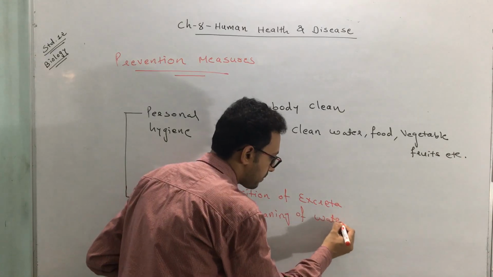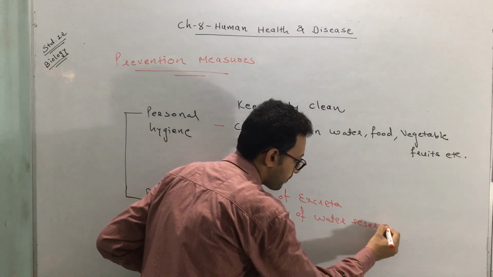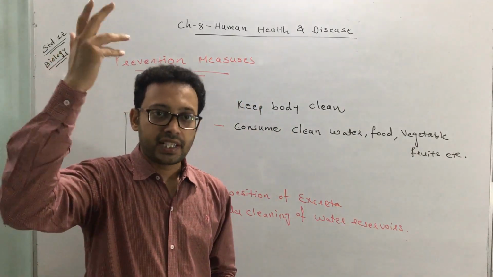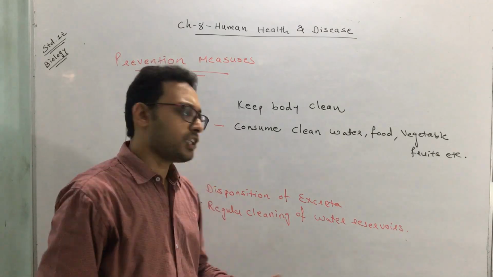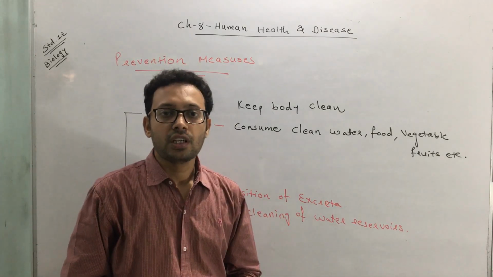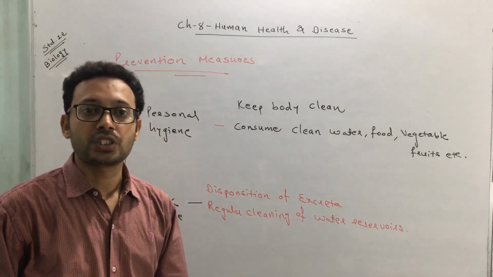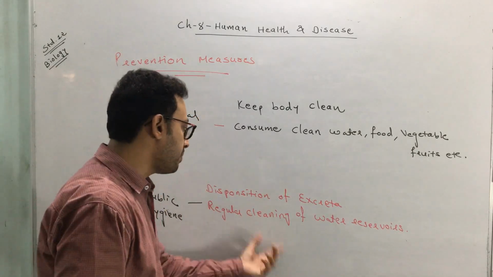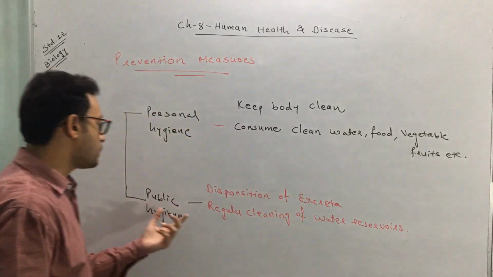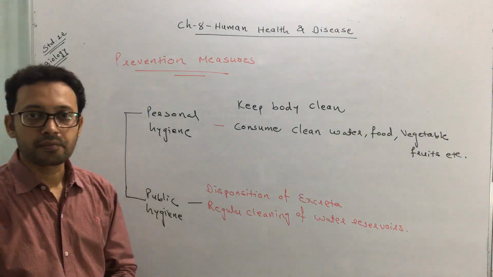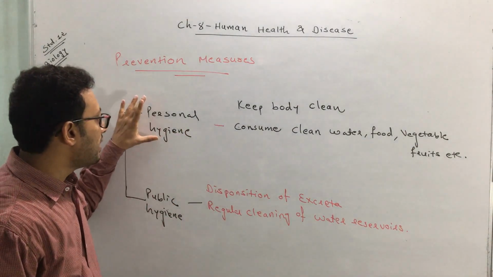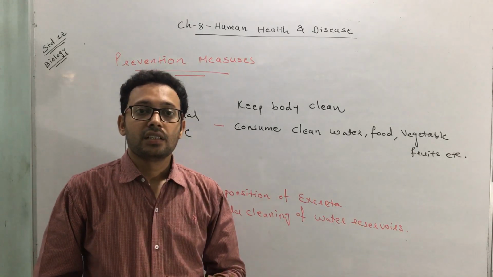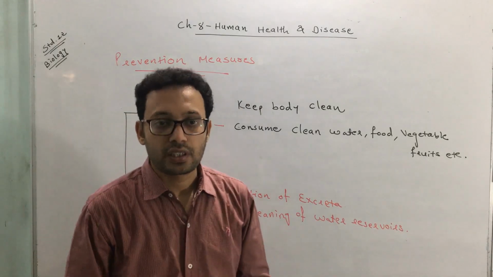A second way is regular cleaning of water reservoirs like ponds, lakes, the tank present on your terrace, or the tank present in your village, because it is supplying water to every home in your village. That should be cleaned regularly, and thus we can maintain public hygiene. So this is a way by which we can maintain personal and public hygiene, so that such infectious diseases do not occur.